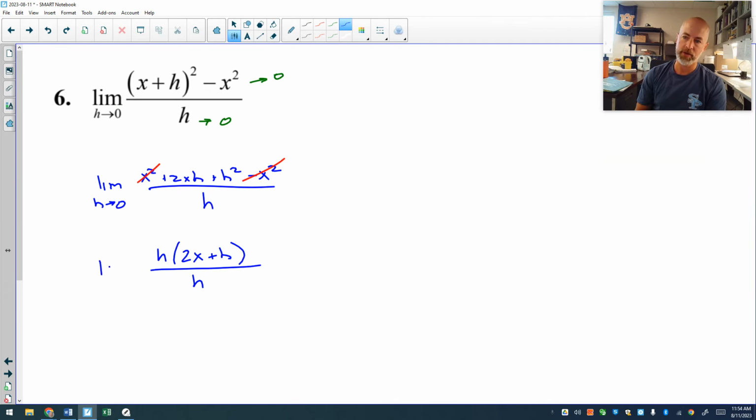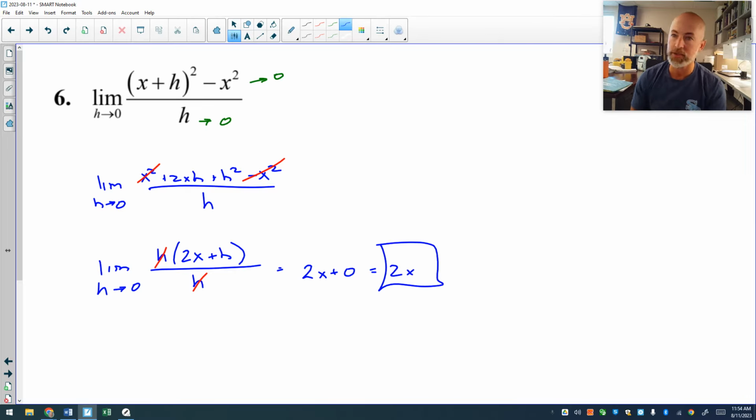And I told you a long time ago, in the indeterminate form 0 divided by 0, you're going to apply algebra until you can cancel something. And I now can cancel those h's. And once I cancel those h's, I'm back to the direct substitution step, and we get 2x plus 0, which if you remember your plus 0 tables, the answer is just 2x. And it is okay to have an answer with x's in it. As far as the limit's concerned, x is kind of a constant. H is the variable that we are substituting in. So there's our answer to 6.